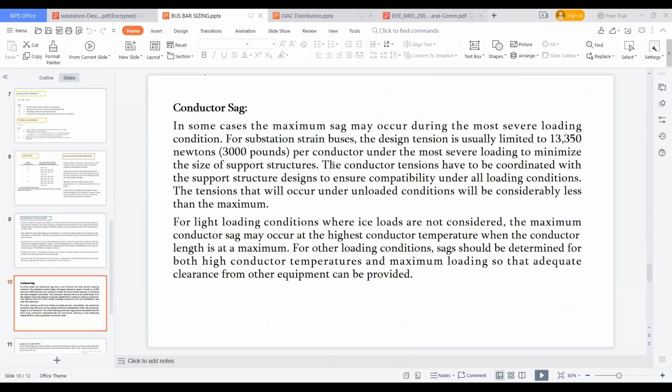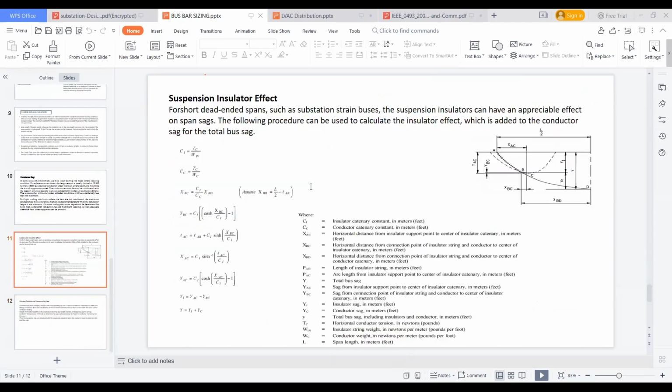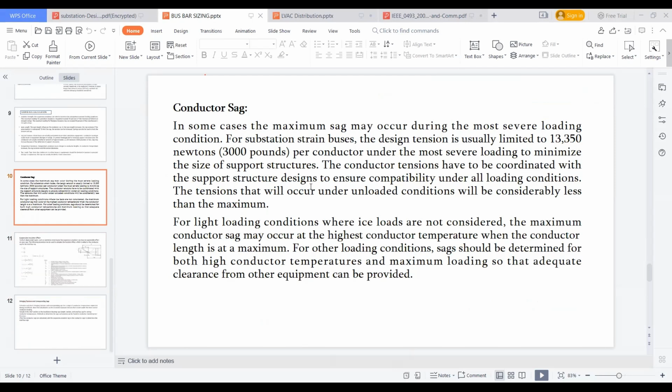Fine. And same thing, the conductor sag, what we discussed. But let's see the conductor sag here for this strain bus. In some cases, the maximum sag may occur during the most severe loading condition. For substation strain buses, the design tension, as I said before, is generally limited to 13 kilonewton per conductor under the most severe loading to minimize the size of the support structures.